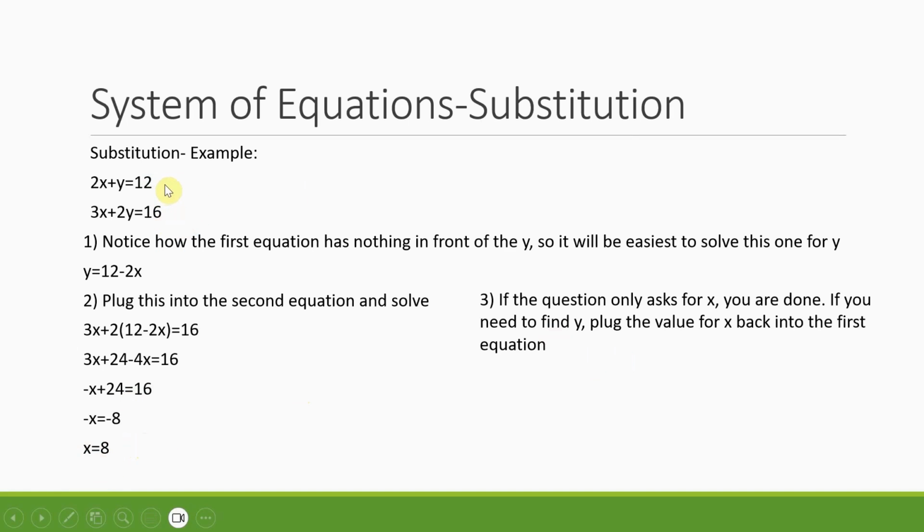So we can take this 8 and we can plug it back into either one of these equations. I went back into the first one, so where I see x, I'm just going to put an 8. So 2 times 8 plus y equals 12. Again, it's just this equation, but I put an 8 in there for x. And I can solve this for y. So that 2 times 8 gives me 16. So I still have my plus y equals 12. Then I'm going to subtract 16 from both sides, giving me y equals negative 4. So that would be my answer. X is 8 and y is negative 4. So that's it for substitution.